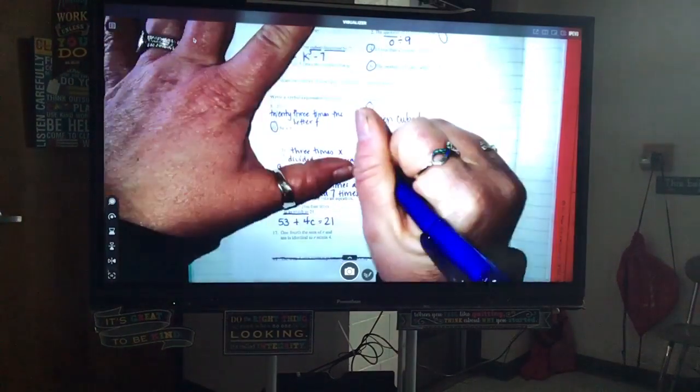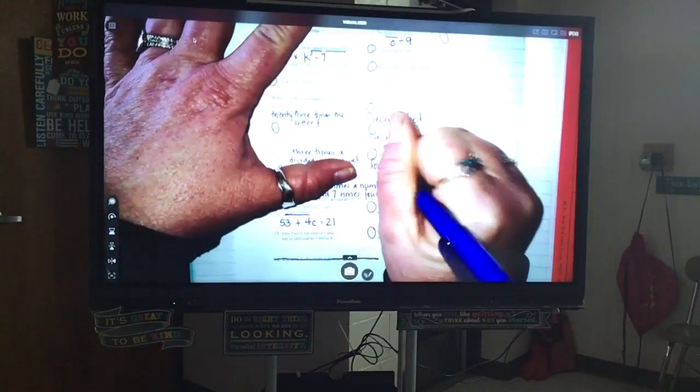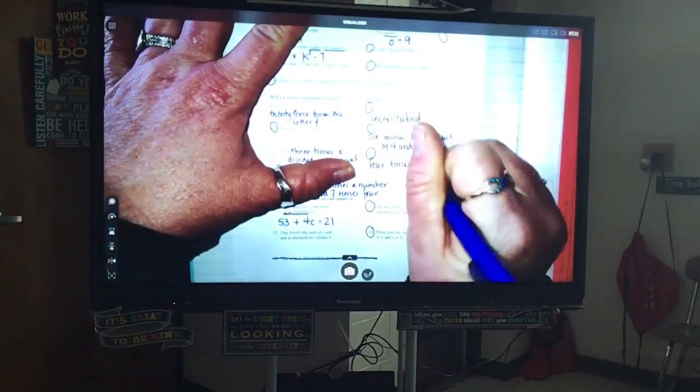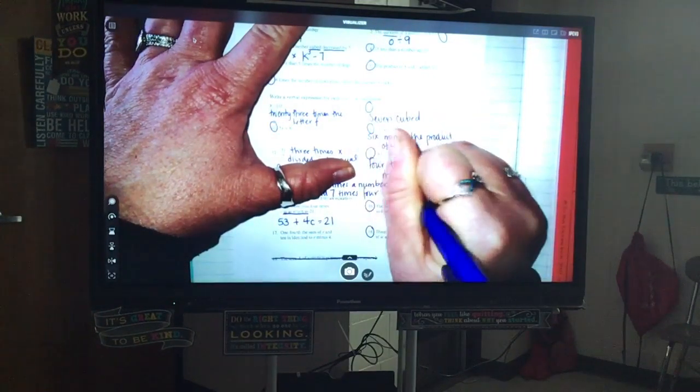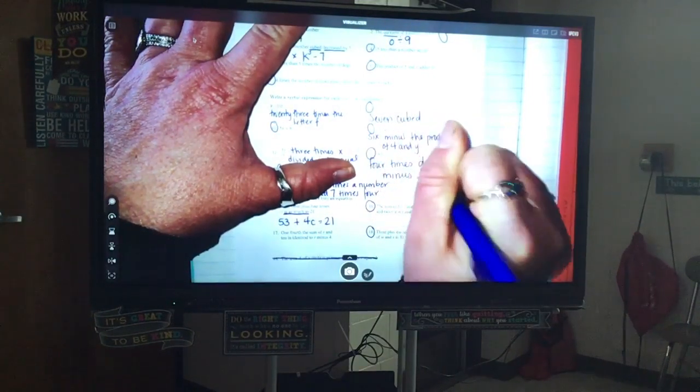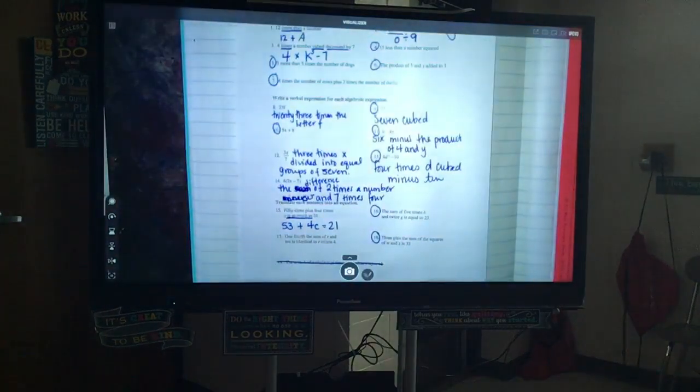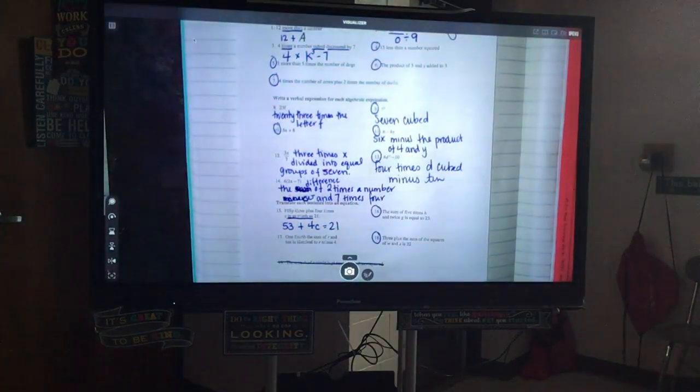Okay, so that would be 4 times D cubed minus 10. Okay? I was not ready for him to be super fast. All right, any other ones you guys want to go over?